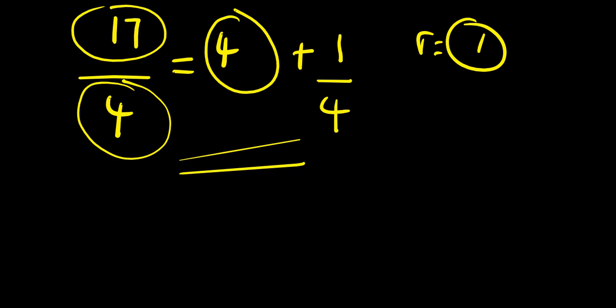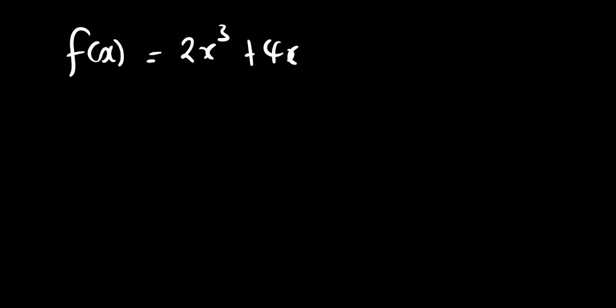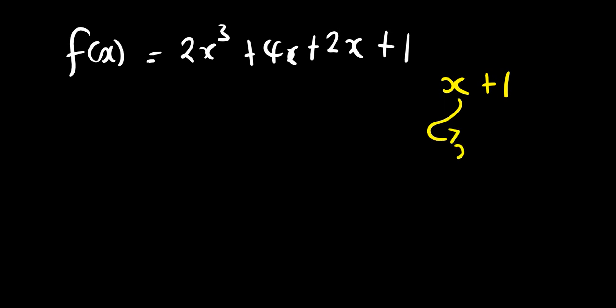Let's solve another question. Let's say you're asked to find the remainder of f of x equals 2x to the power 3 plus 4x squared plus 2x plus 1, dividing by x plus 1. Again, you equate x plus 1 to 0, so x in this case will be negative 1. Wherever there is x, we'll be replacing it with negative 1.